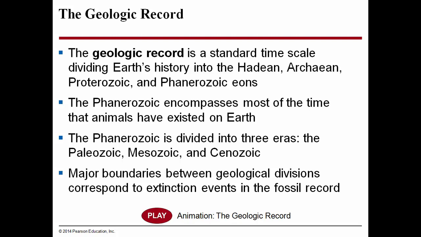The geologic record has a standard time scale, dividing Earth's history into Hadean, Archean, Proterozoic, and Phanerozoic eons. The Phanerozoic encompasses most of the time that animals have lived on Earth. Phanerozoic is divided into three eras: the Paleozoic, Mesozoic, and Cenozoic. Major boundaries between geological divisions correspond to extinction events in the fossil record.